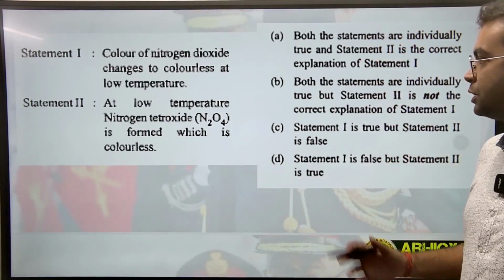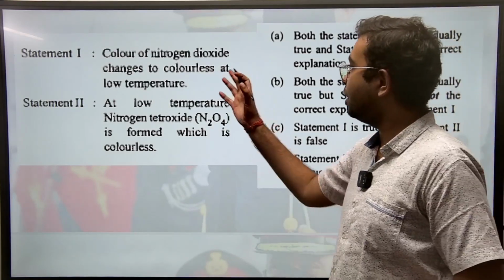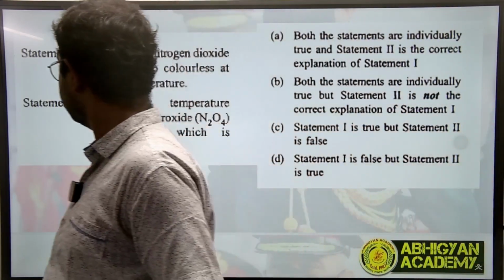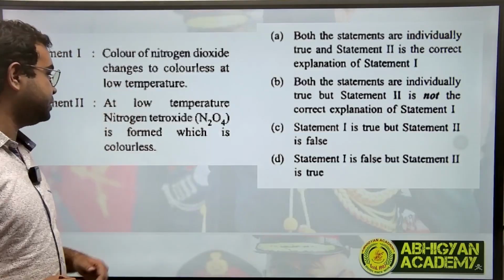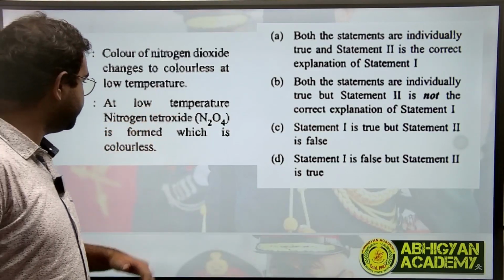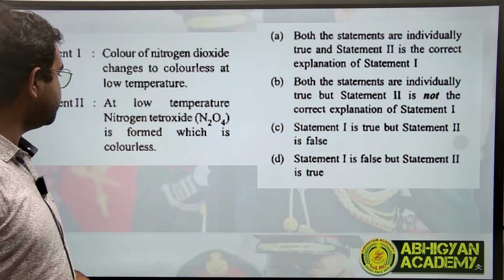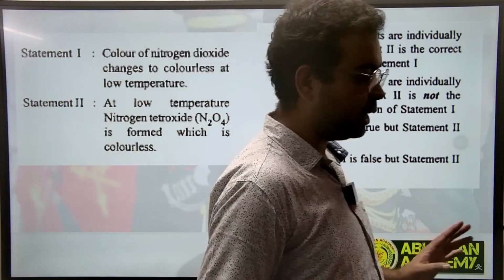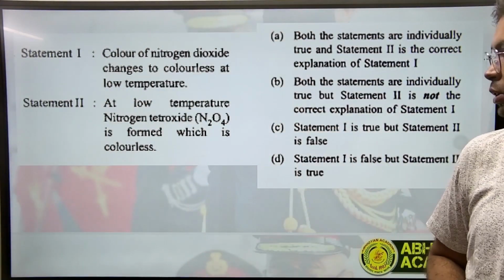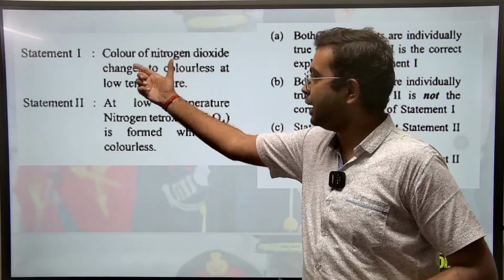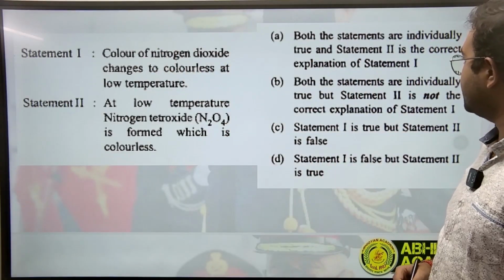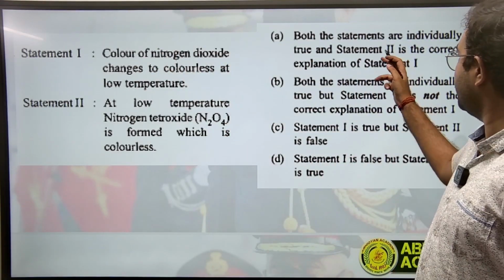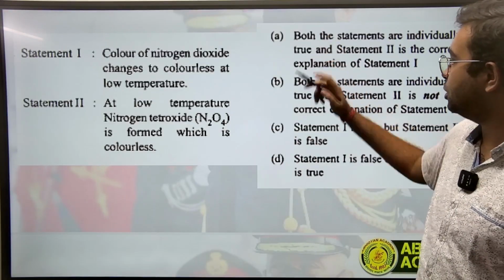Now look at the next question here. Color of nitrogen dioxide changes to colorless at lower temperatures. At low temperature nitrogen tetroxide is formed, which is colorless. Now here statement 1 and 2 both are true and statement 2 is actually the explanation of statement 1 as well. So the correct answer is both of them are true and 2 is the explanation of 1. The answer is option A.